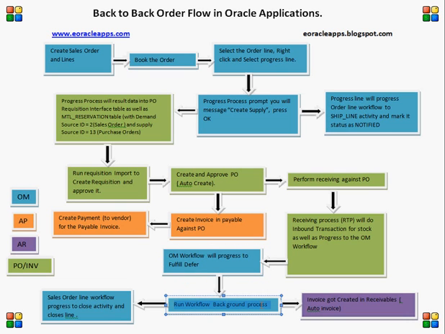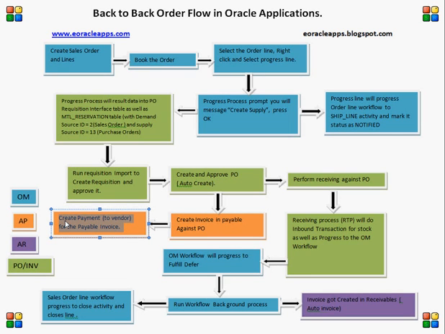Once the workflow is at the fulfill activity, if you run the workflow background process manually or it is scheduled, it will push the data from Order Management to the receivable interface table, where the AutoInvoice process will pick up this data and create the invoice for the customer in Oracle Receivable. At the same time, it will also push the workflow from the deferred fulfill activity to the close activity. Once receiving is done against the PO and the invoice is also done against the PO, we can create the payment against the payable invoice.